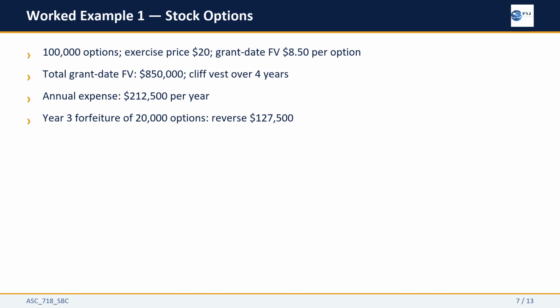Now in year 3, an employee forfeits 20,000 unvested options. The reversal amount is those 20,000 options times $8.50 times the fraction of the vesting period elapsed, 3/4, giving $127,500. That $127,500 is credited back to compensation expense in year 3. The remaining 80,000 options continue to vest over year 4.